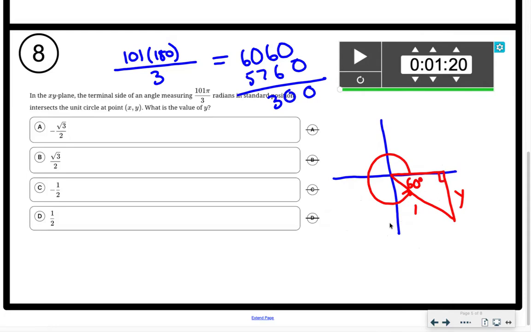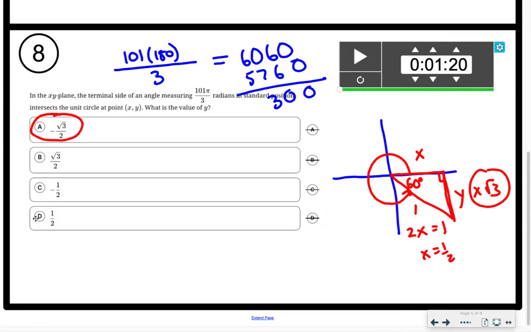So now what I have is a 30, 60, 90. And if I look at the 30, 60, 90 ratios, this is x root 3, and this is 2x. So if 2x is 1, x is a half. If x is a half, then this side is one half root 3, which is root 3 over 2. But I'm going down on the coordinate plane, so the y value is going to be negative. So it's going to be negative root 3 over 2.